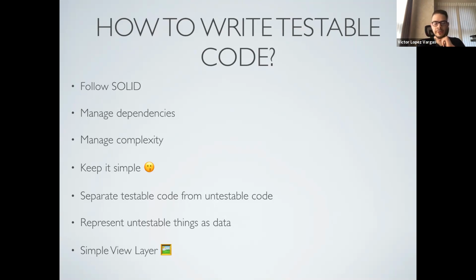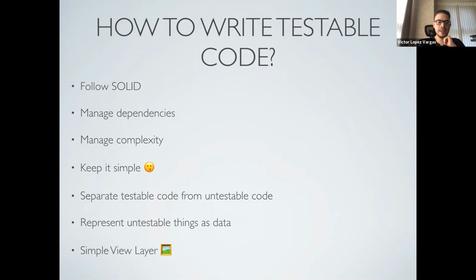Another, which is related, is to represent untestable things as data. You can always have a little struct that represents a state. And then in your view layer, you can pass that state and have an update method. UI actions, callbacks, and all that stuff from UIKit are not very testable. They are, but it's very hard. So you can shift that into a struct.